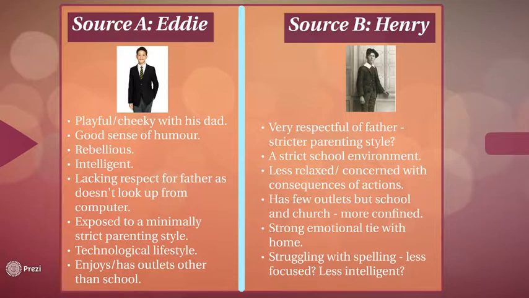Okay, some implicit differences then for source B to do with Henry. He seems to be very respectful of his father. Perhaps you could infer that there's a stricter parenting style here. He seems to go to a very strict school, which has a formal and strict environment. You could say that he's less relaxed and less concerned with the consequences of actions.